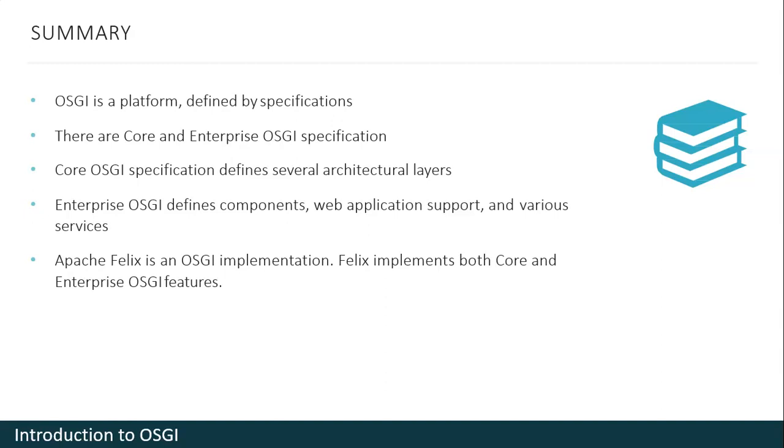Now, to summarize, OSGI is a platform defined by the specifications. There are core and enterprise OSGI specifications. Core OSGI specification defines several architectural layers. Enterprise OSGI defines the components, web application support, and various services. Apache Felix is an OSGI implementation. Felix implements both core and enterprise OSGI features.